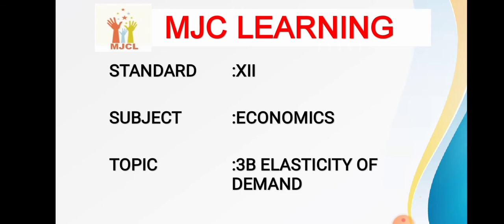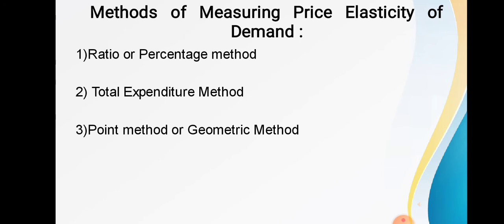Today we are going to learn about the 3B chapter of economics. The name of the chapter is Elasticity of Demand. In this part we are going to learn about the methods of measuring price elasticity of demand.